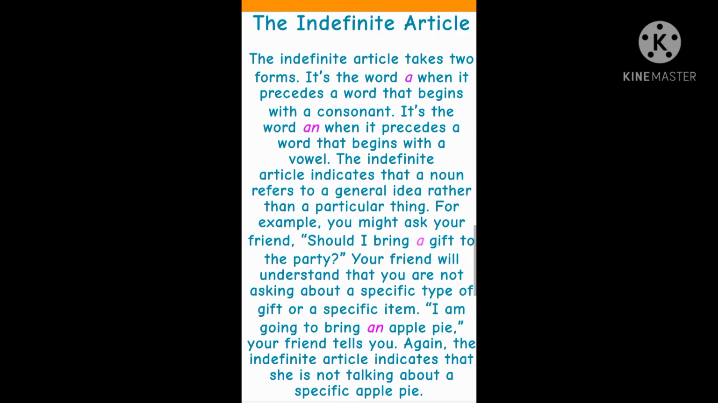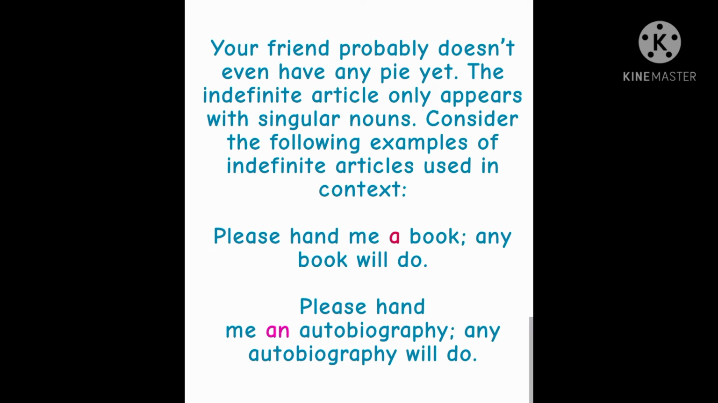For example, you might ask your friend, "Should I bring a gift to the party?" Your friend will understand that you are not asking about a specific type of gift or a specific item. "I am going to bring an apple pie," your friend tells you. Again, the indefinite article indicates that she is not talking about a specific apple pie. Your friend probably doesn't even have any pie yet. The indefinite article only appears with singular nouns.